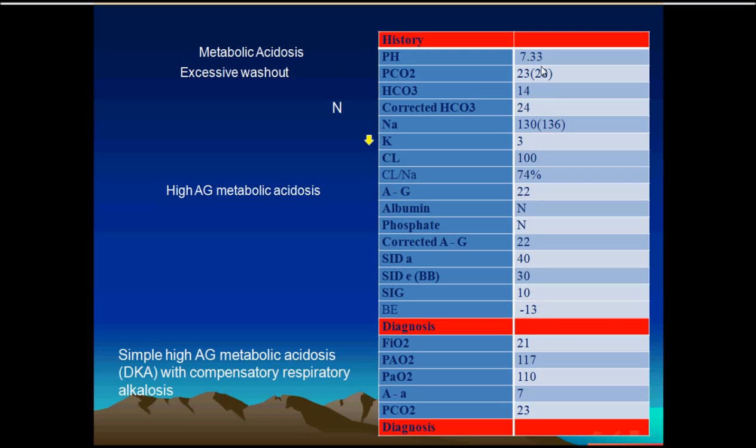But there is another factor, which is mechanoreceptors or stretch receptors in the lung due to the presence of pneumonia. So the washout is a little bit more, in addition to the fever. So I expect something like that. So this patient is having a simple metabolic acidosis due to DKA with compensatory respiratory alkalosis, and in addition to this there is more washout of carbon dioxide due to the presence of pneumonia. This is the first one.